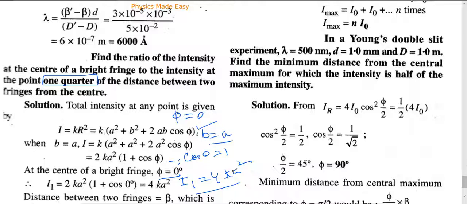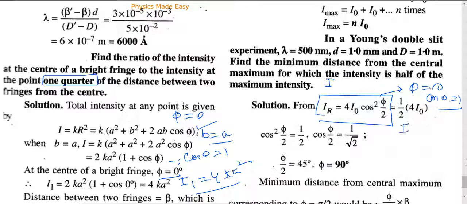Now, the formula for intensity is written here. For maximum intensity, put phi is equal to 0, and cos 0 is 1. In this case, find the minimum distance from the central point for which the intensity is 1/2 of the maximum intensity. I will have to reform it. I naught is the maximum intensity.